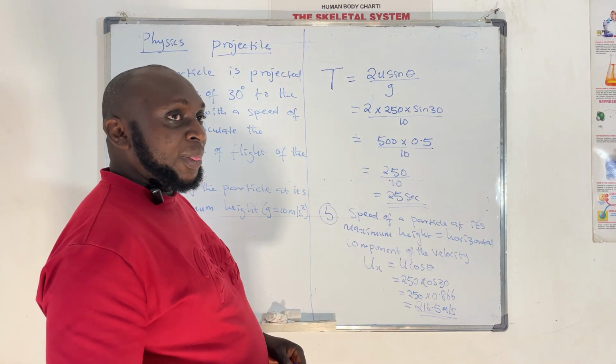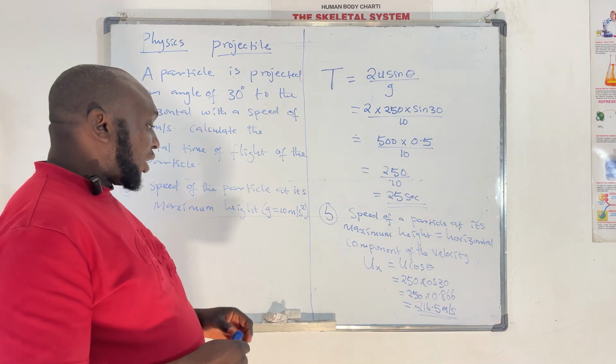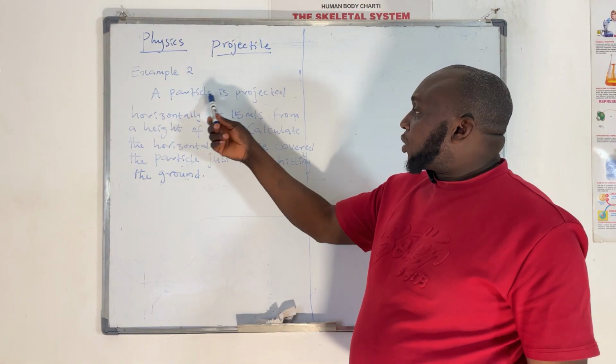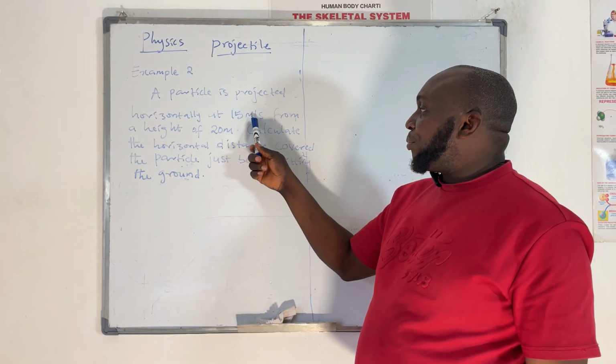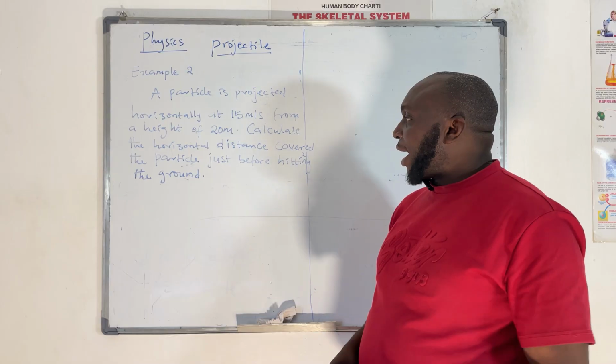This is one of the examples under projectile. A particle is projected horizontally at 50 meters per second from a height of 20 meters.